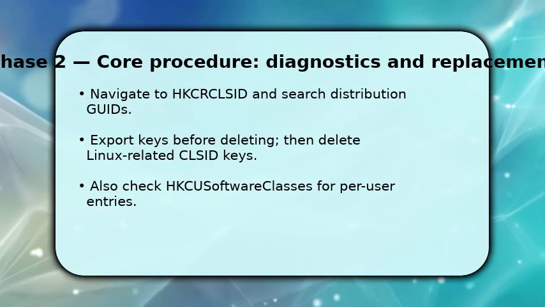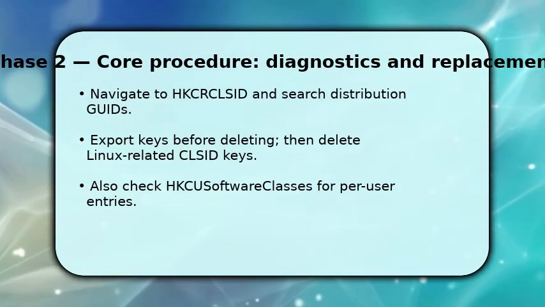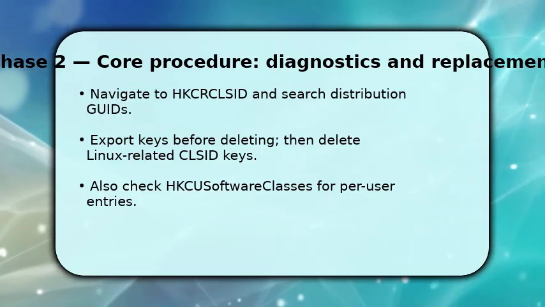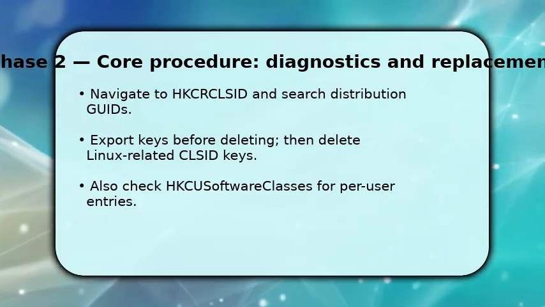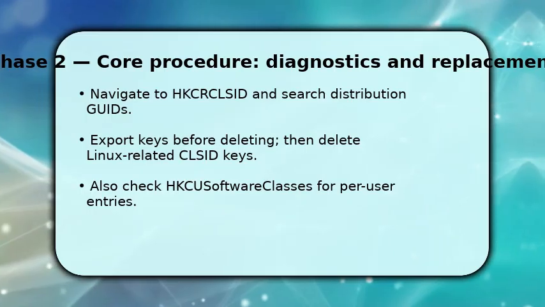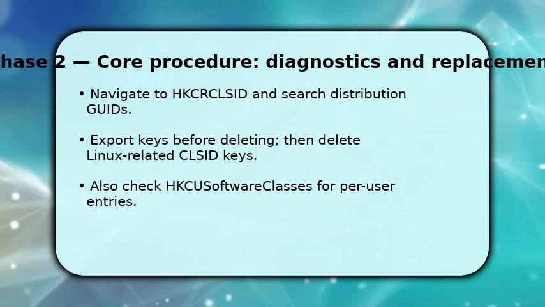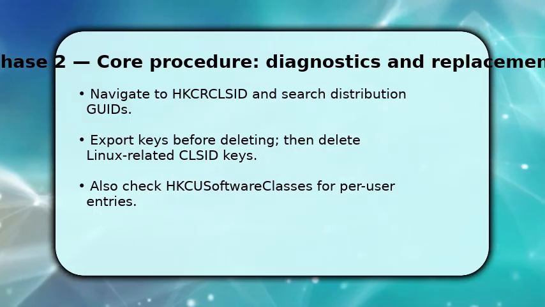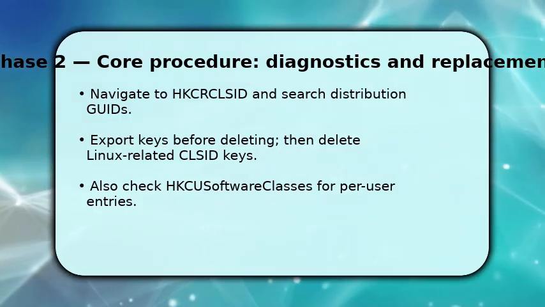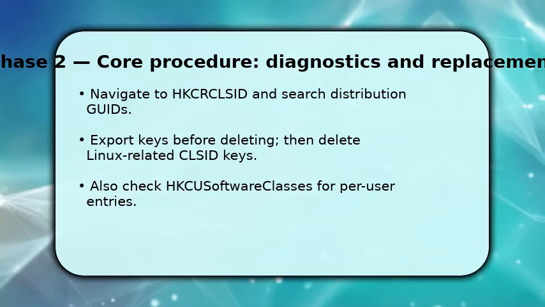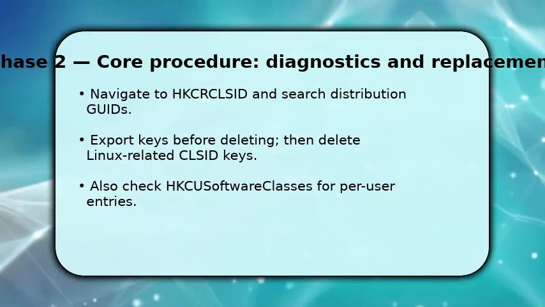Now, locate the CLSID keys that represent Linux distro mounts or WSL entries. These often appear under HKCR\CLSID and HKCU\software\classes. Once found, export each key to a reg file so you can restore if needed, then delete the Linux-related CLSID keys and associated shell folder subkeys.